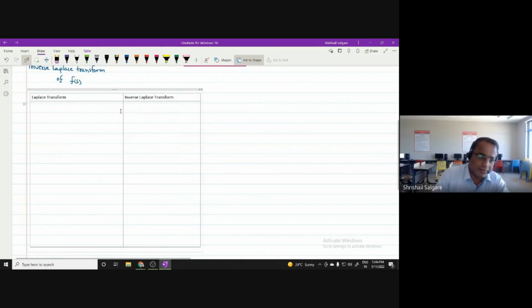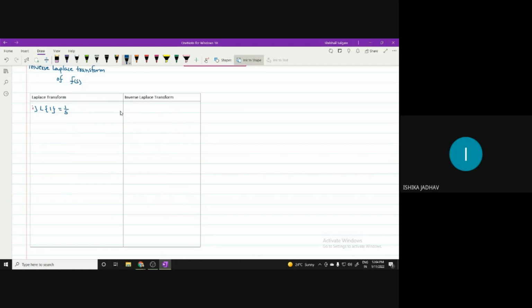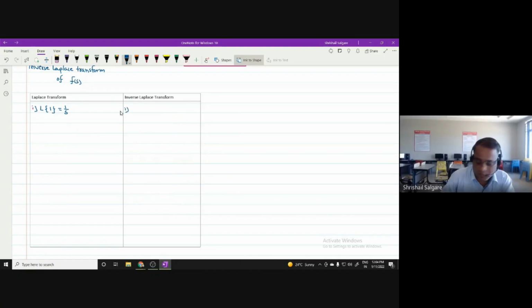Number one, as you told, the Laplace transform of 1 is equal to 1 upon s. Is it right? Yes, sir. In the same manner, to write the inverse Laplace transform, you have to take the right side first. So the inverse Laplace transform of 1 upon s is given as 1.